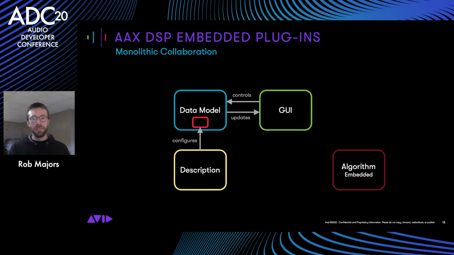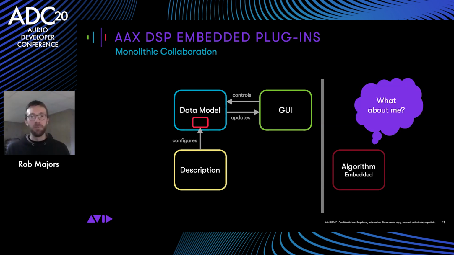So then you bring along your embedded algorithm, but it's in a different memory space. It can't follow the pointer into the data model. You can't just build that algorithm for an embedded platform because it's not an embedded part of the data model. It's running on an HDX card or a Pro Tools Carbon. So how do we solve that?